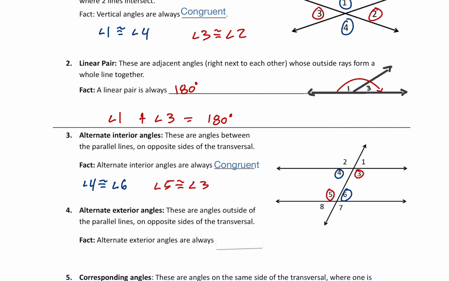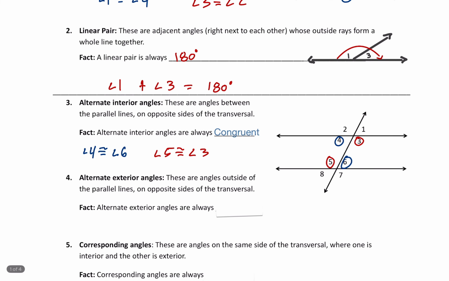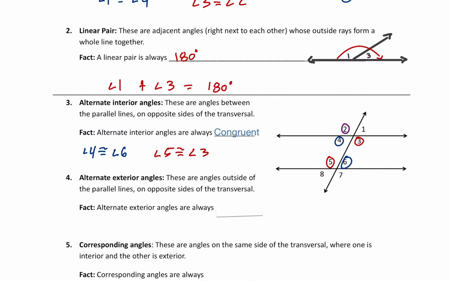Okay. And then we also have alternate exterior angles. These are angles outside of the parallel lines on opposite sides of the transversal. So that would look like angle 2 and angle 7 here. They're both outside of those parallel lines and they're on opposite sides of the transversal. Alternate exterior angles are also always congruent. So I can say angle 2 is congruent with angle 7. Likewise, I can come up here and say angle 1 and angle 8 are also alternate exterior angles. So angle 1 is congruent to angle 8.